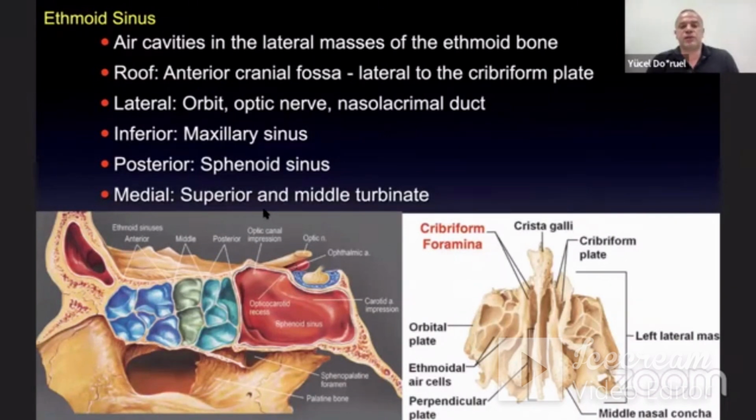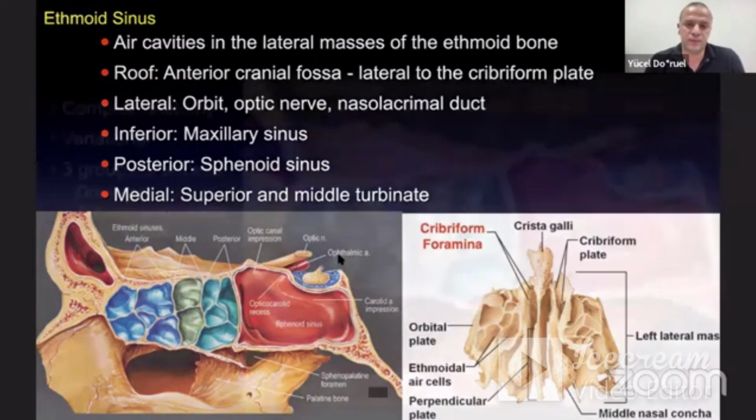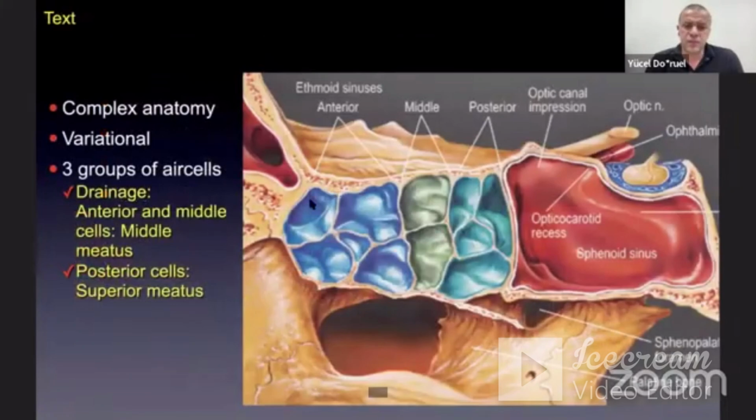Medially, the superior and middle turbinates create its medial wall. The ethmoid sinuses divide into three different groups, which are anterior, middle, and posterior cells. The anterior and middle cells drain to the middle nasal meatus, and the posterior cells drain to the superior nasal meatus. It's very variable, and it's a very complex anatomy to master.